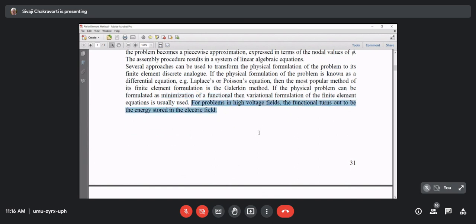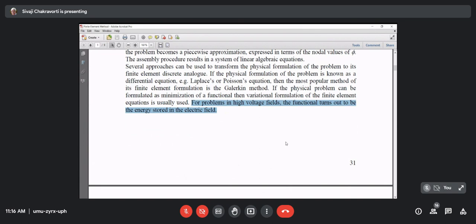Now for problems involving high voltage fields, this functional is the energy stored. We all know that a condition for stability is the minimum energy condition. For example, if you throw a ball, you see that the ball drops a couple of times, finally comes to a stop. Now, if you calculate the energy at different points, then you will find that the point where the ball stops, its energy is minimum.